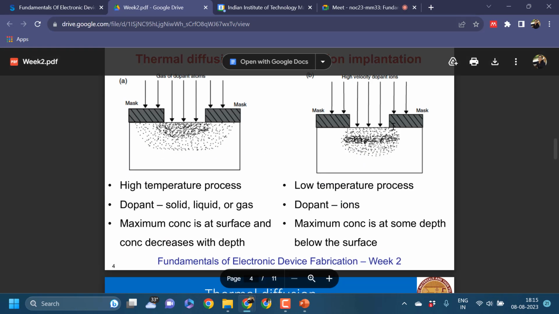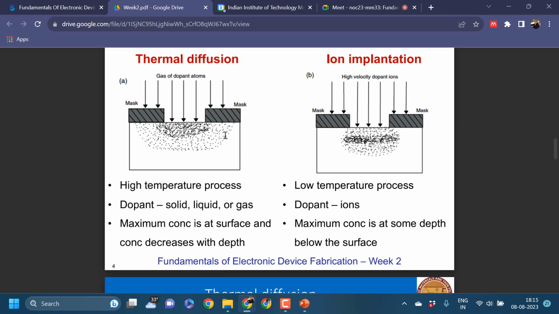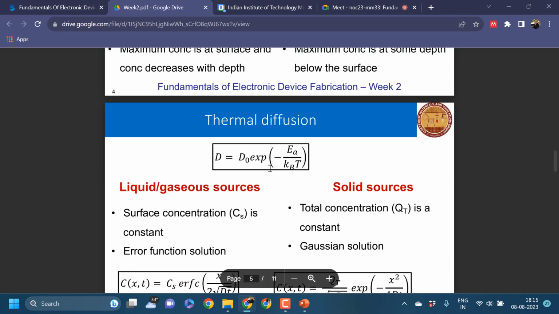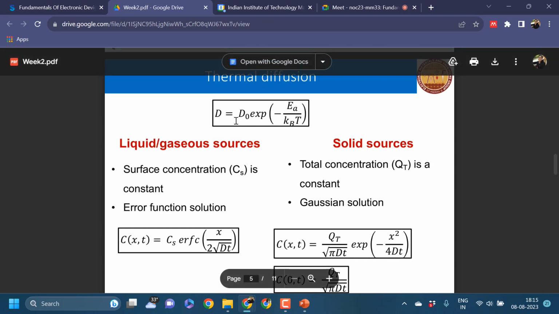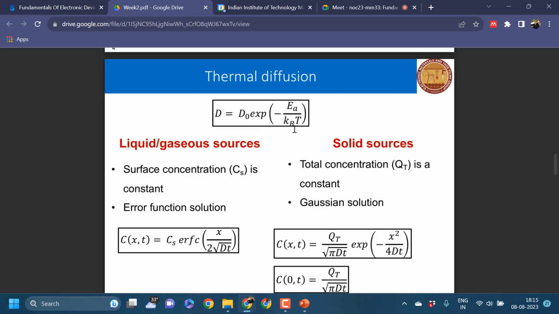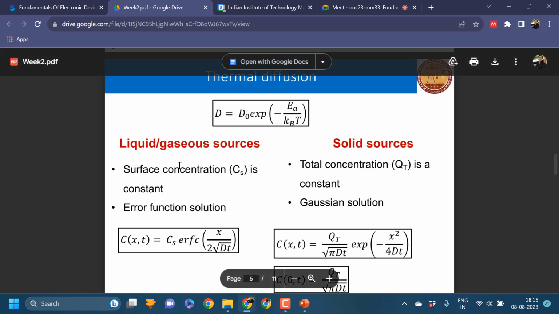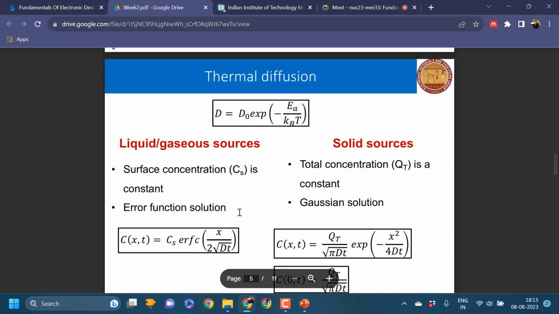There were a few equations for how we can find out the concentration of dopants present in the case of thermal diffusion and ion implantation. The basic equation that governs thermal diffusion is D = D0 e^(-EA/(KB T)). We said that in thermal diffusion, liquid, gaseous and solid sources are possible. Whenever we are using a liquid or gaseous source, it will be an error function solution. In case you are asked to solve it during the exam, you will be given a chart where you will find the values of ERF.